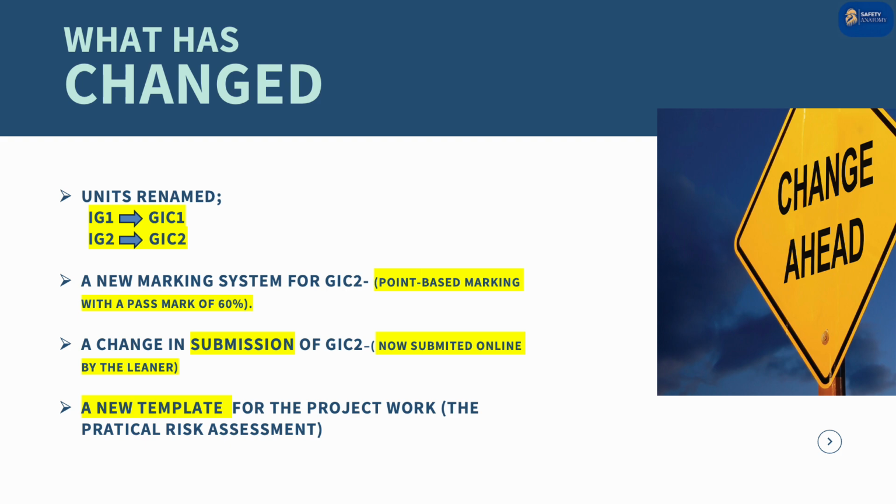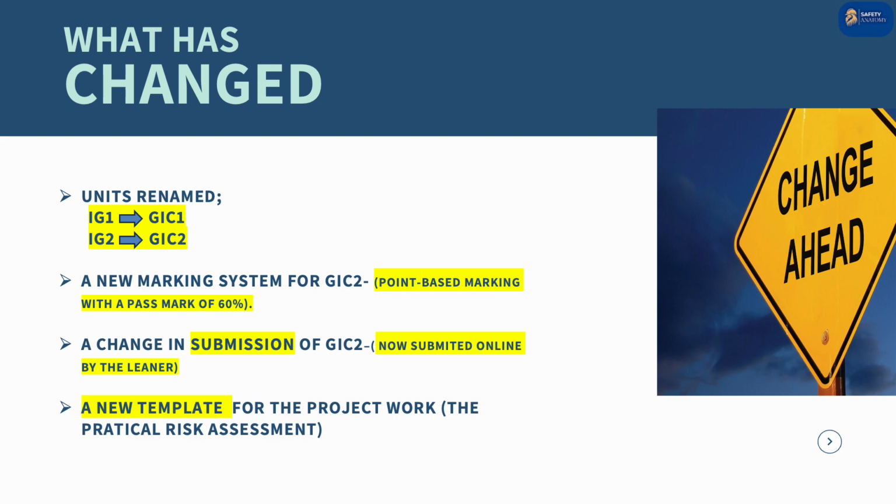Another major change to Unit 2 is how the submission of the final project work will be done. Formerly, learners had to send their final project work to their learning partners to submit on their behalf, but that is also changing. Learners will now have to do the submission themselves through the online portal, just like Unit 1, the open book examination. After the open book examination, learners have 10 days to submit their final project work. Also, there is a new template for the project work, and those taking the GIC2 freshly in the future will have to use the new template.